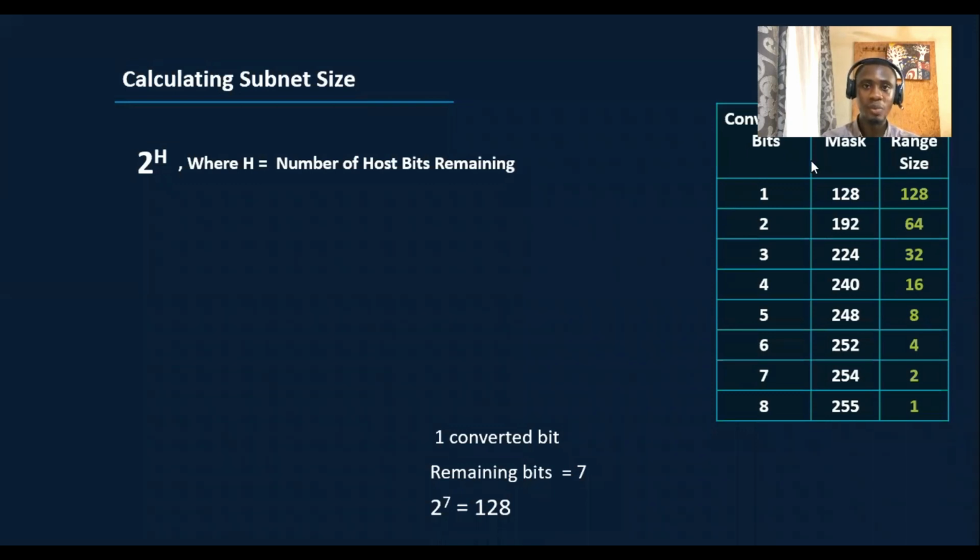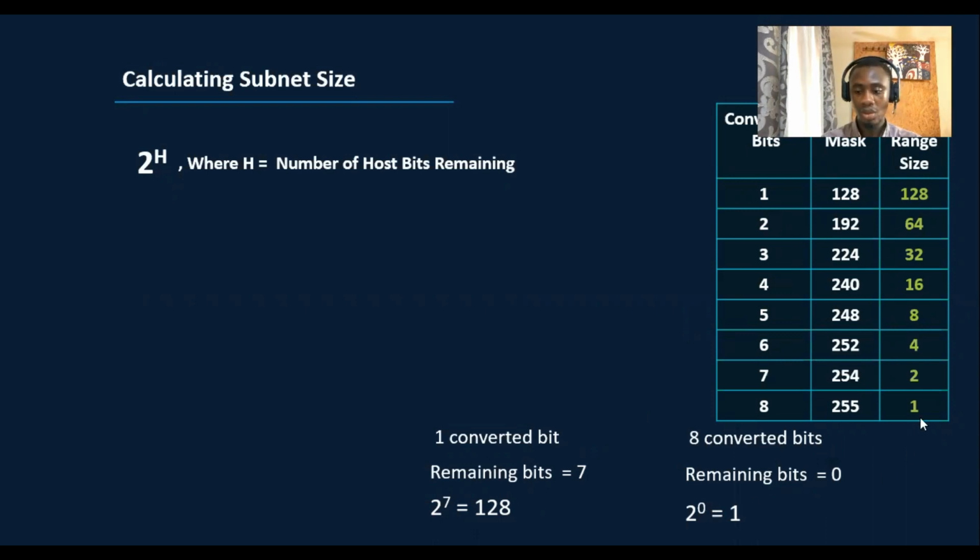So if you're converting 1 bit, you have 7 bits remaining. So that will mean 2 raised to the power 7, because you have 7 host bits remaining, because you only used 1. That will give you 128. And that's what we have for the first one. But I like to start from the bottom. So if you have converted all 8 bits, it means that you have no bits remaining. In this case, it will be 2 raised to the power 0, which will give you 1. And that's what you have here.